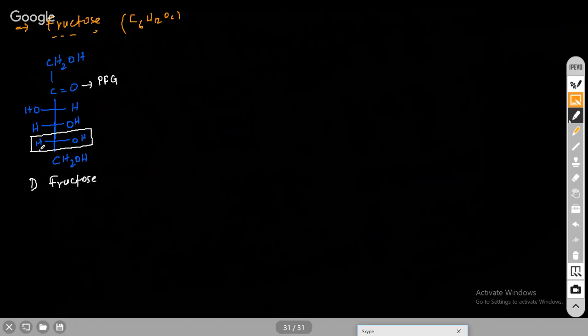If you write OH on the left hand side, it is L, right? And this information I am giving you, it is D minus fructose. Like there we have D plus glucose and D minus glucose. Similarly, this structure is D minus fructose. L structure, if you draw with OH on the left hand side, then that will be L plus fructose.